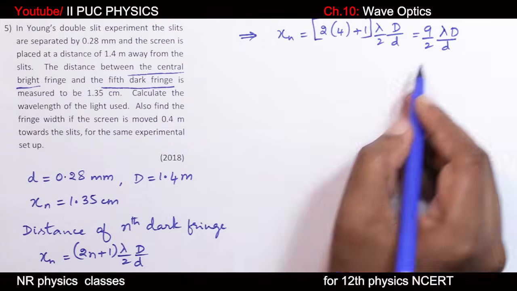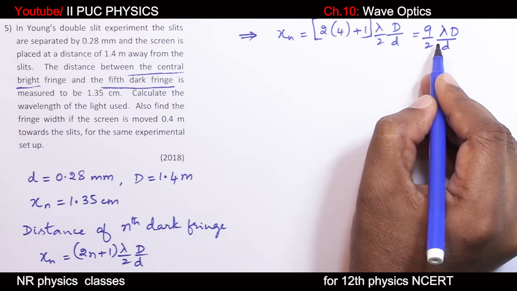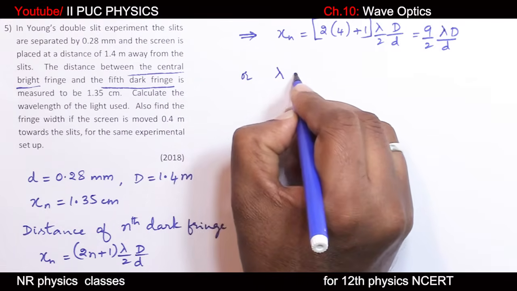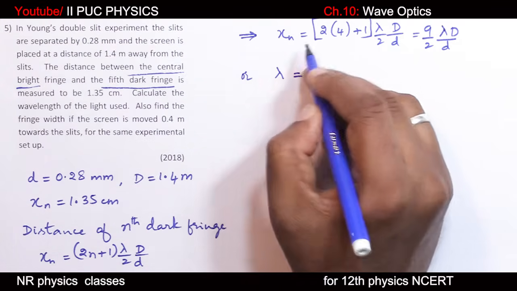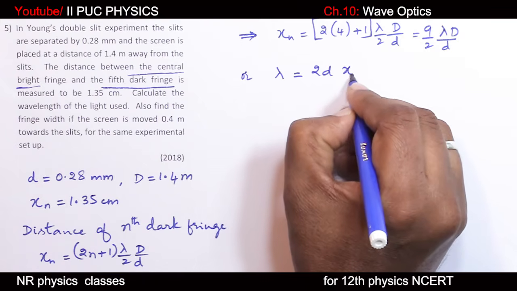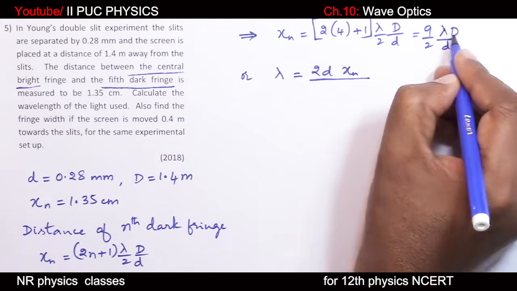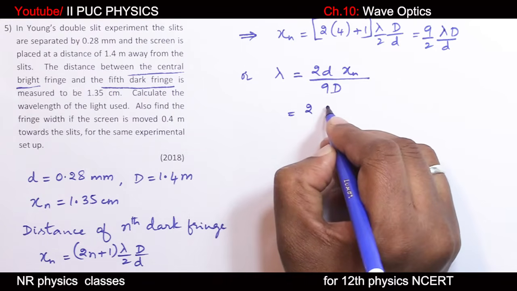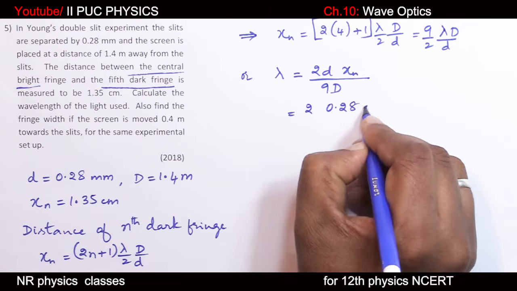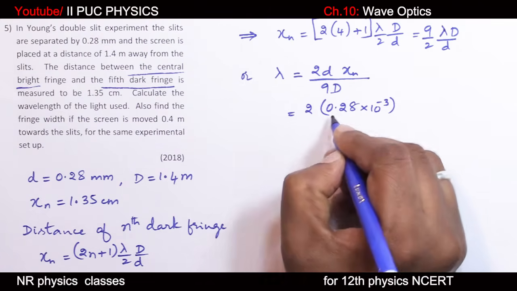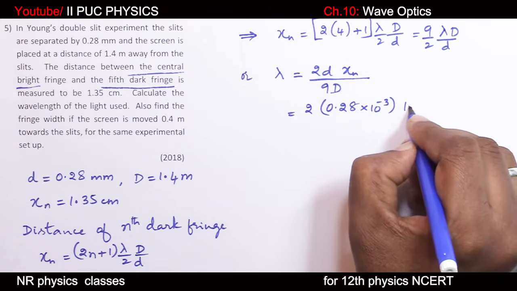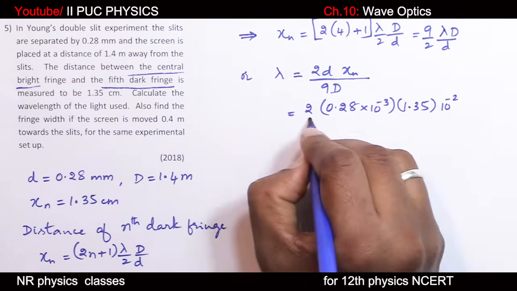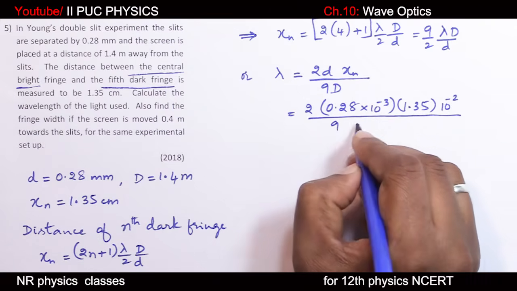Okay. What we want is the wavelength, so lambda equal to 2d into Xn by 9 capital D. 2 small d is 0.28 millimeter, that is 10 power minus 3. Xn is 1.35 centimeter, 10 power minus 2. 9 capital D is 9 into 1.4.